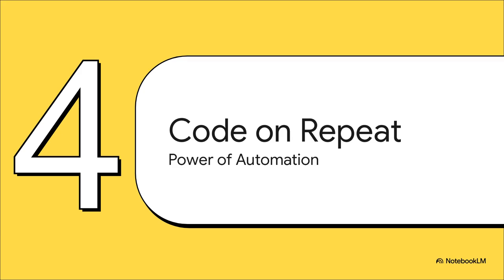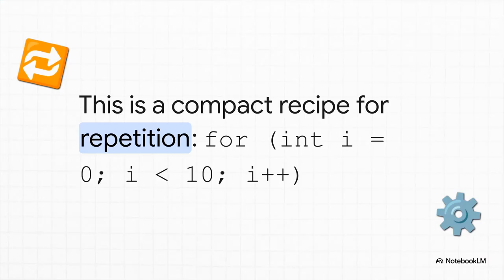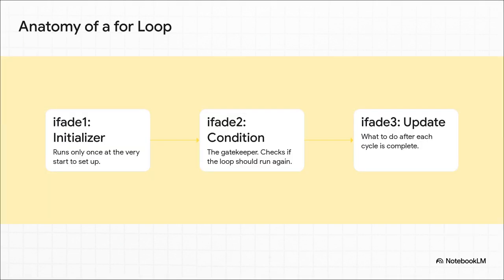And this is where loops come in. This one line of code is an absolute powerhouse of automation. This is a for loop, and it's a complete, self-contained recipe for repetition. It's basically like telling the computer, all right, I want you to do this next task exactly 10 times. But how does it actually know how to do that? Well, let's break it down. That single line has 3 simple parts.